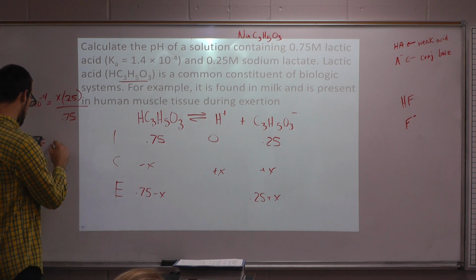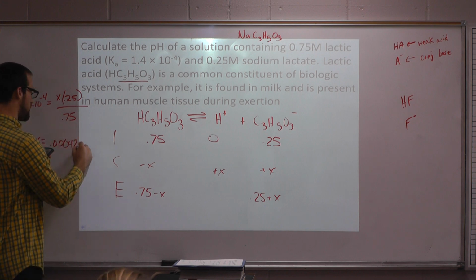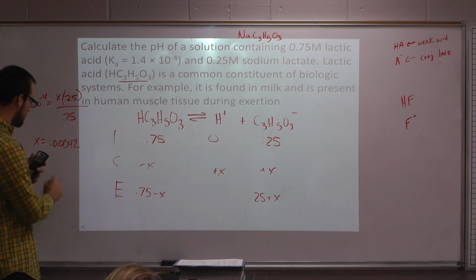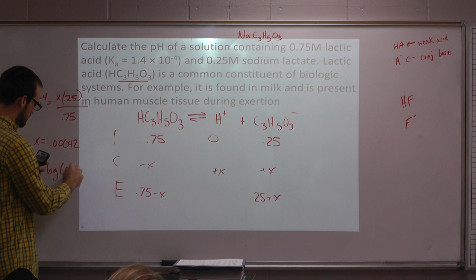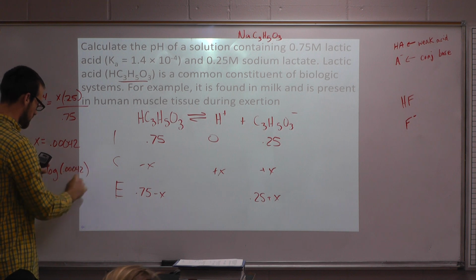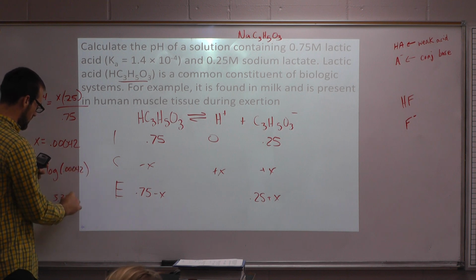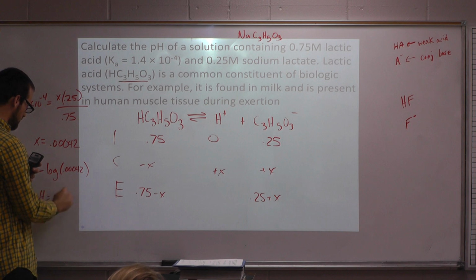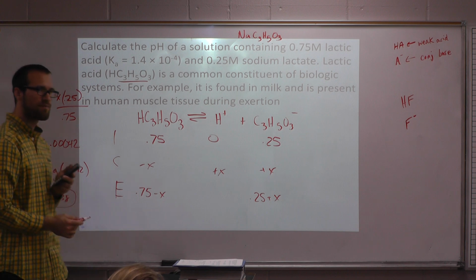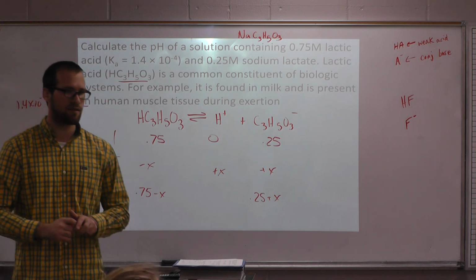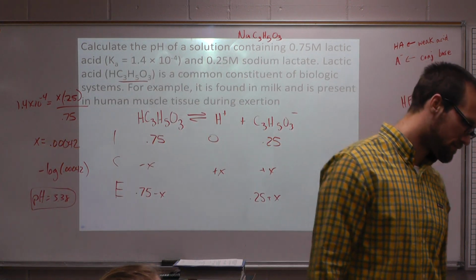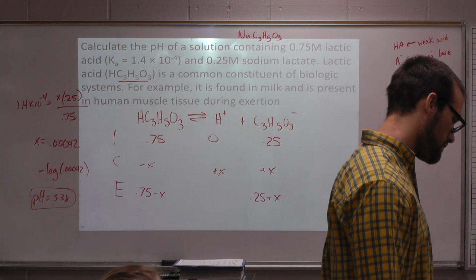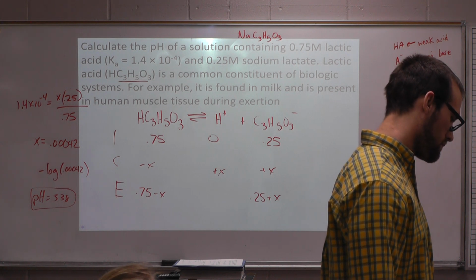Do you guys get 0.00042 for your X? Yeah? Negative log of that, 3.38. Is that what you guys got for your pH? Yeah. That's what you meant by the old way? I thought you meant doing this and then converting it to log for its pH after, instead of doing this.